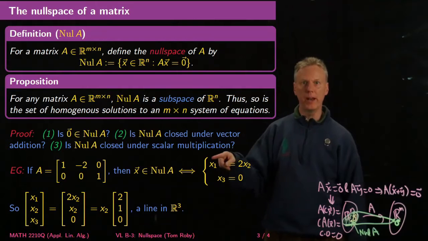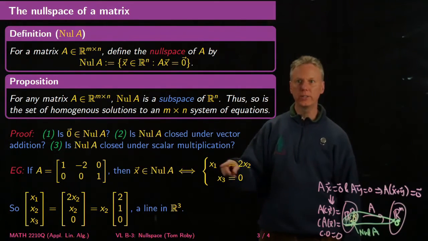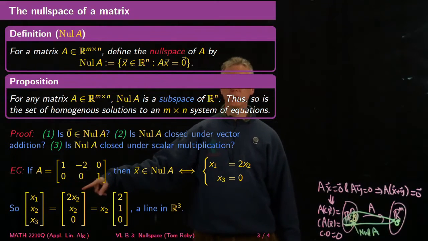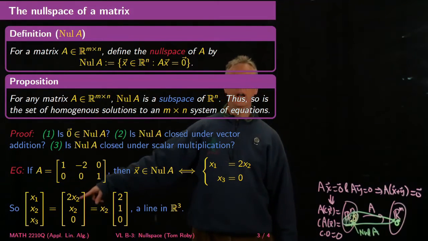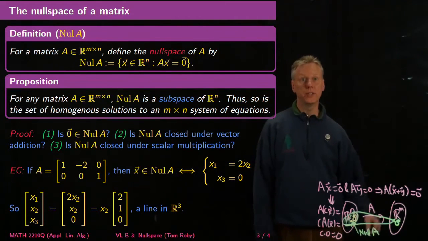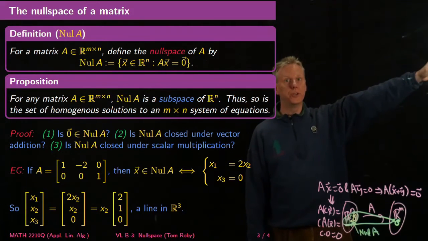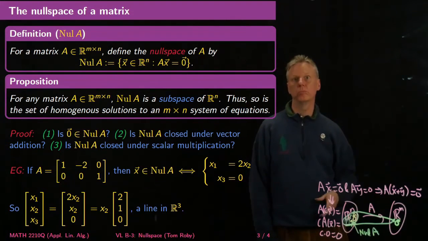And so what does that mean about x1, x2, x3? Well, if x1 is 2x2, then we'll write x1, x2, x3 as 2x2, x2, and then x3 is 0, so it's of this form. I can factor out the x2, and it's x2 times (2, 1, 0). So that's just a line in three-dimensional space along the vector (2, 1, 0). Okay, so that makes sense.